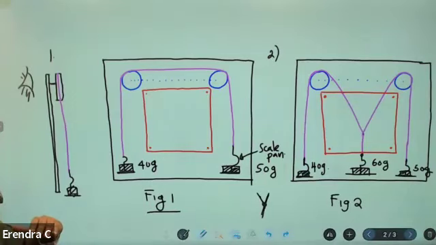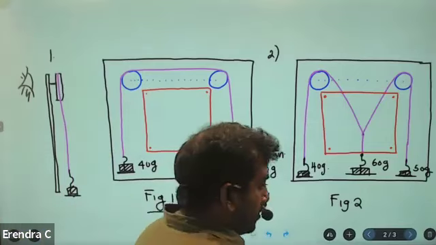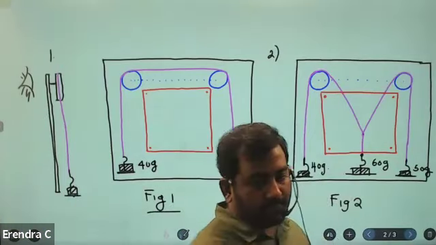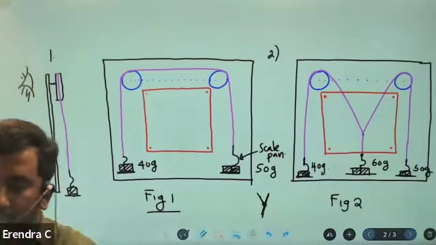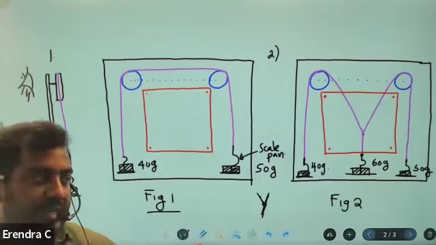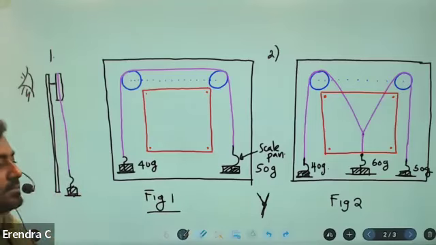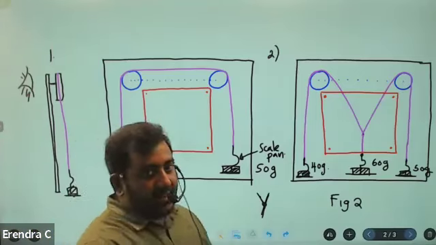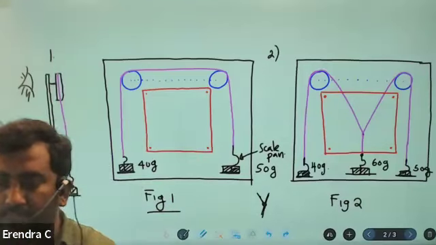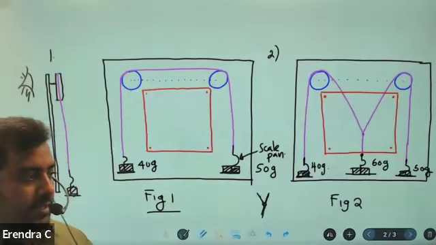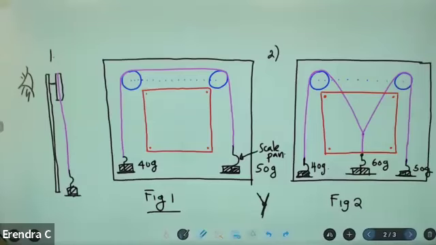Comma, if it doesn't go back to its initial position, we say that there is friction in the pulleys.